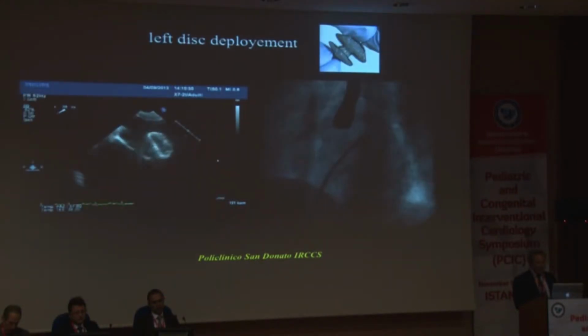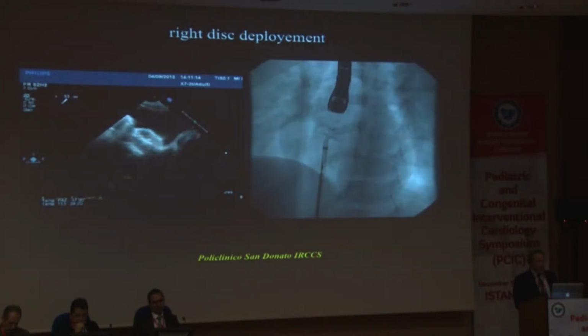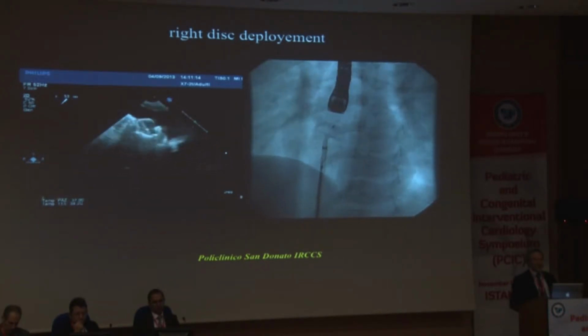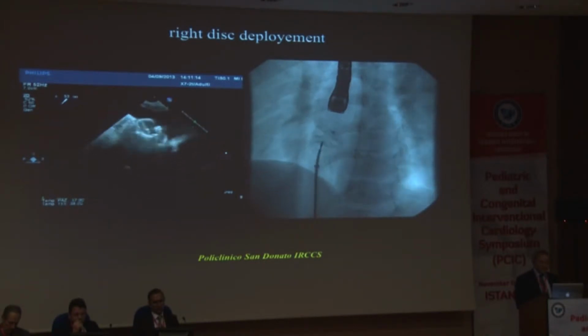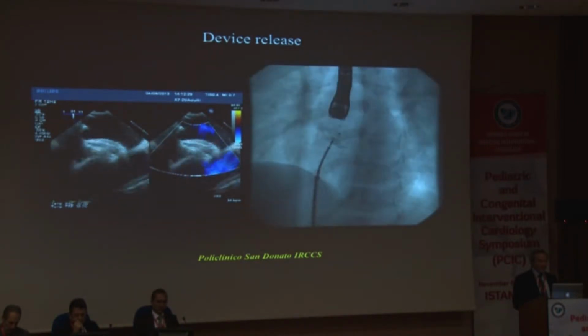Then we deploy the left disc. We go ahead and deploy the right disc. It's very important to see on both echo and fluoroscopy the correct position of the device. I'd like to see on both echo, of course, and fluoro as well, the 2 discs parallel to each other and the true distance between the 2 discs, even when doing the push and pull or Minnesota wiggle or whatever you call it. If you are happy with the position, of course, we release the device.